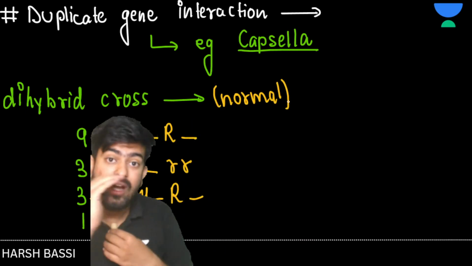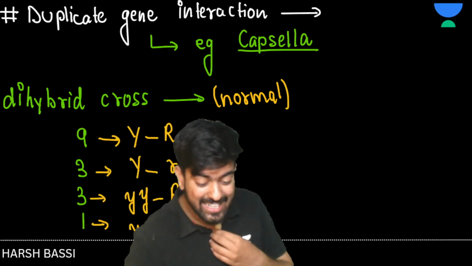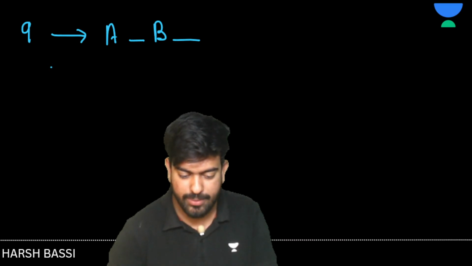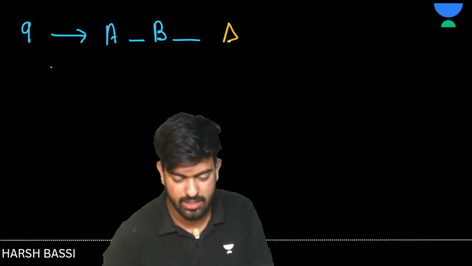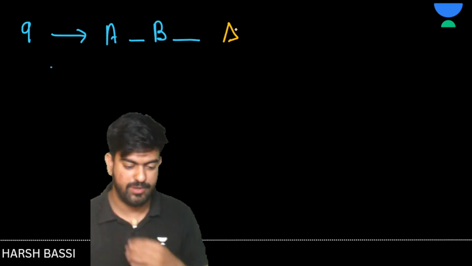But sir, we are dealing with the duplicate gene interaction. So let's suppose there are 2 genes which are controlling the shape of the Capsella capsule. Here, 9, if I have 9 plants, it should be capital A, capital B, both dominant, so the shape will be triangular.